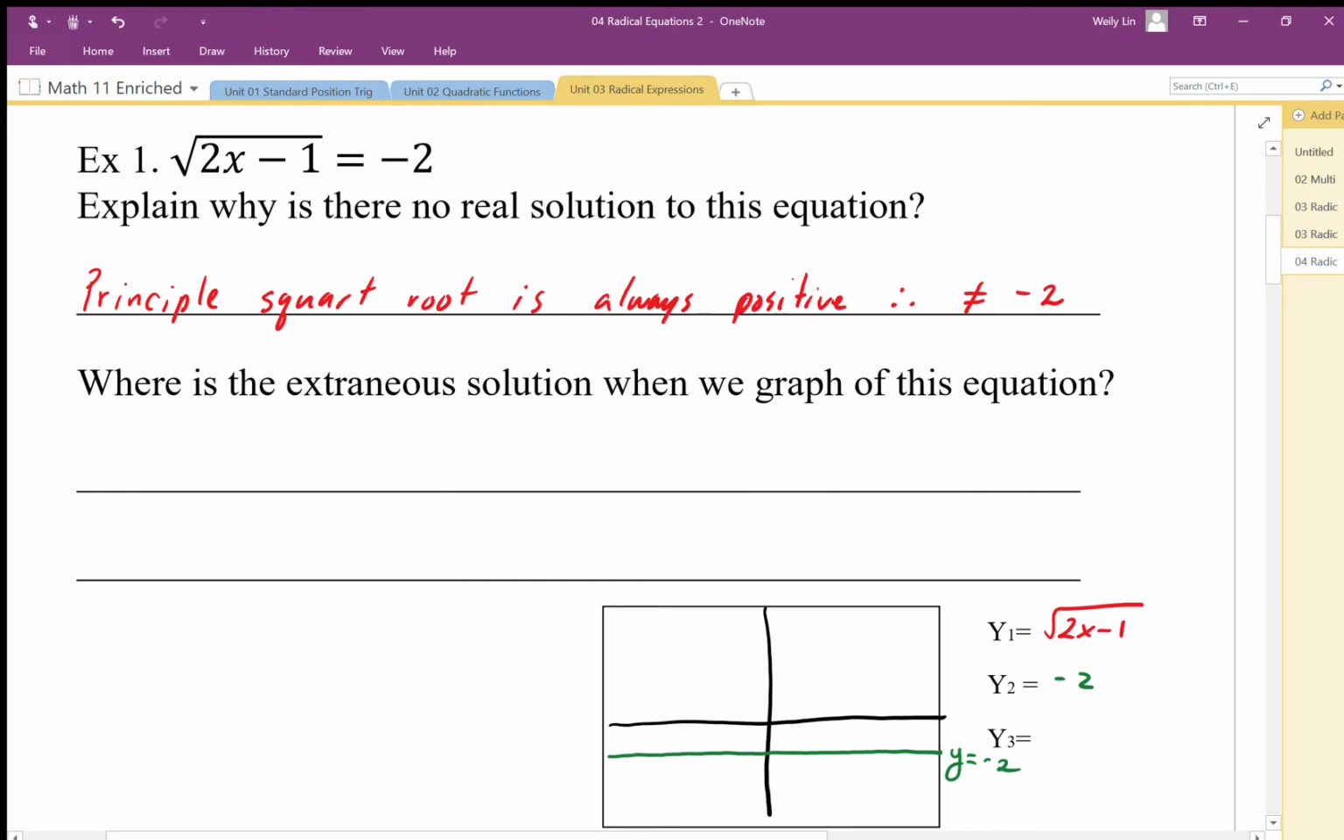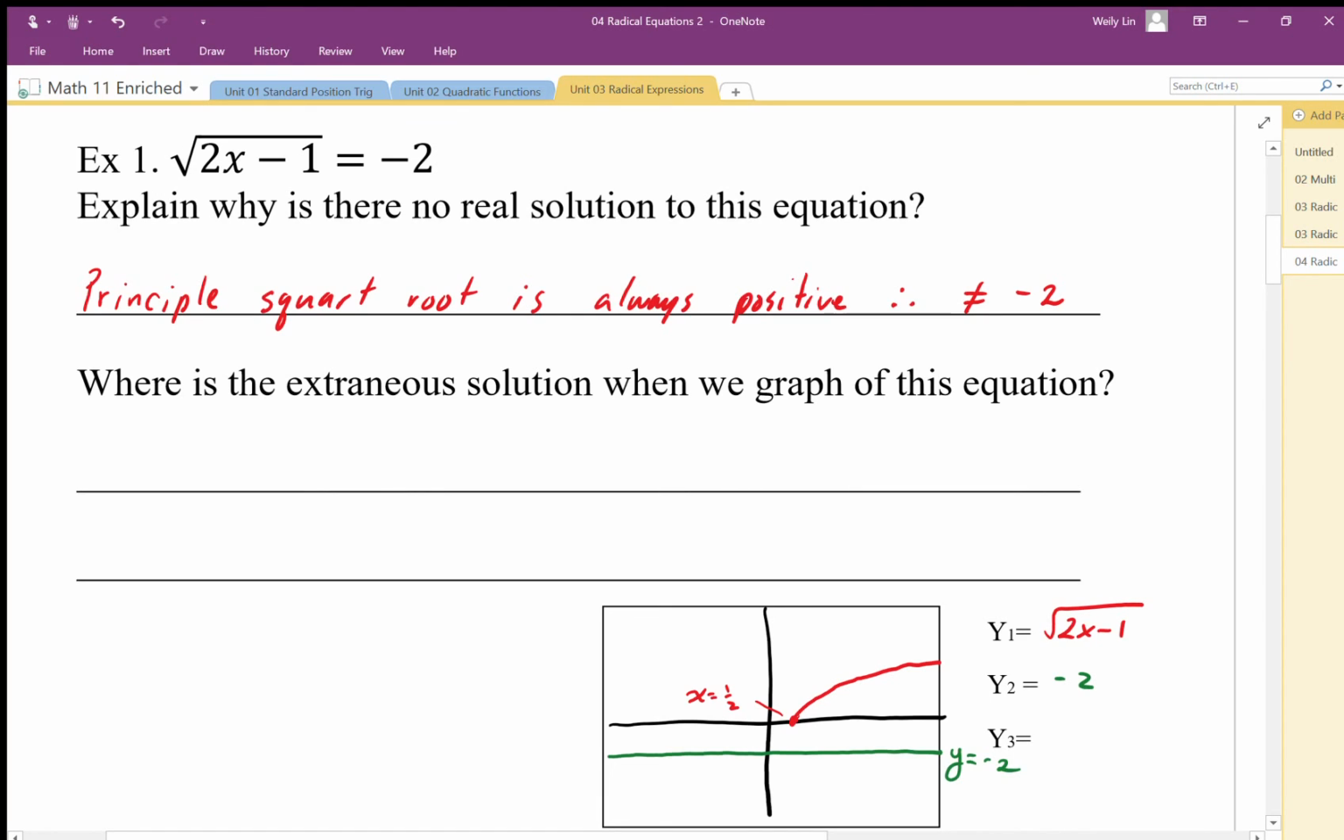When we graph the square root equation, remember the domain of this equation. The domain must start at positive 1/2, and we must have only positive values in the square root. So it's going to go to the right, and we're going to start at x equals 1/2. It's going to be a half parabola that looks like that.